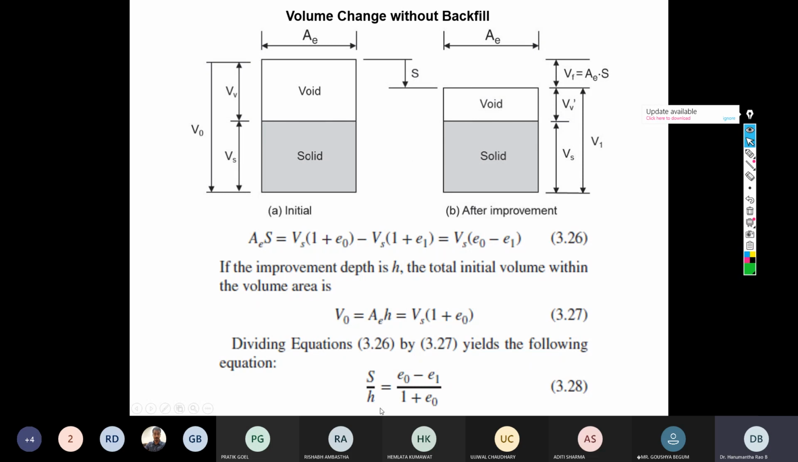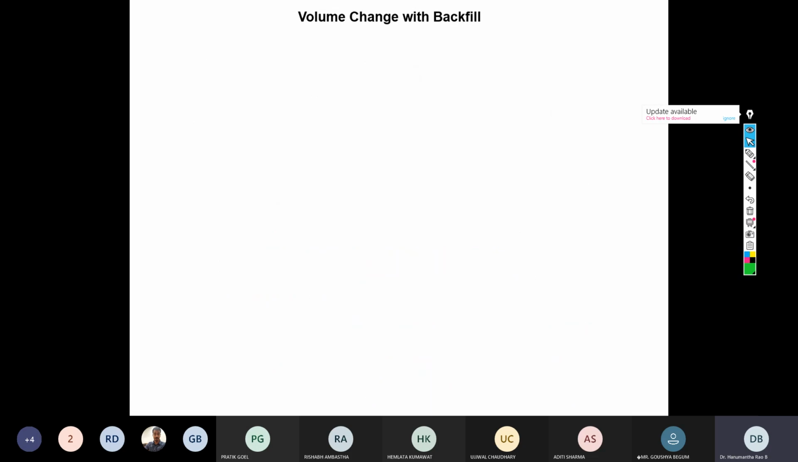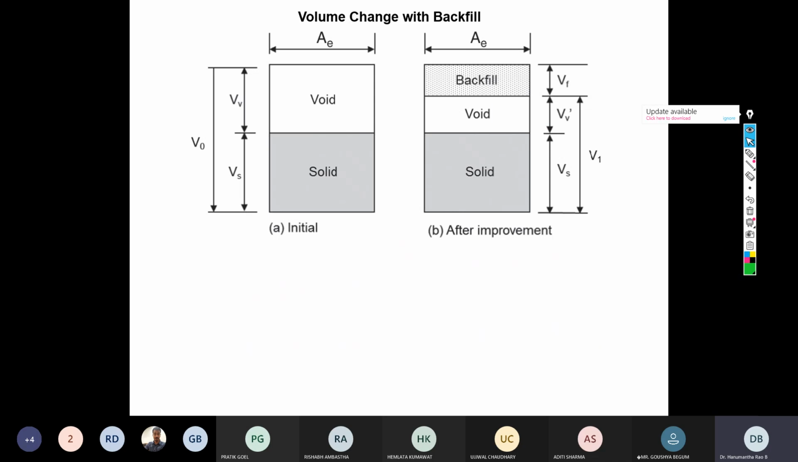Because you know the depth of the improvement, that is h, and we can determine the initial void ratio before compaction and the final void ratio after compaction, the only unknown parameter is S. Once we know the initial and final void ratios, we can determine the probable subsidence that would have occurred after compaction.